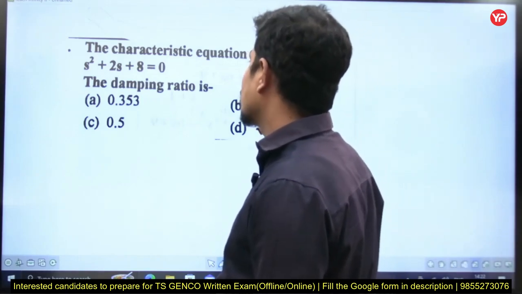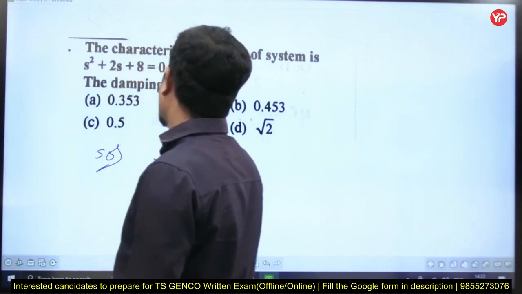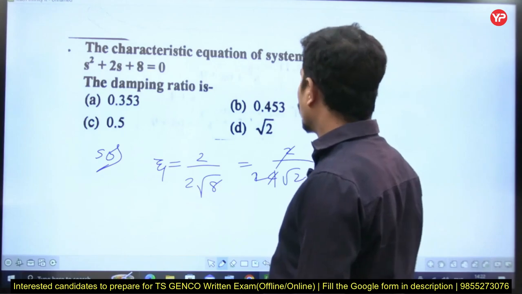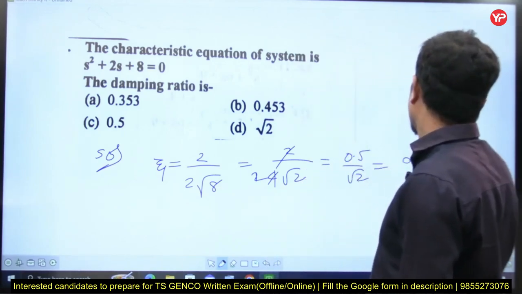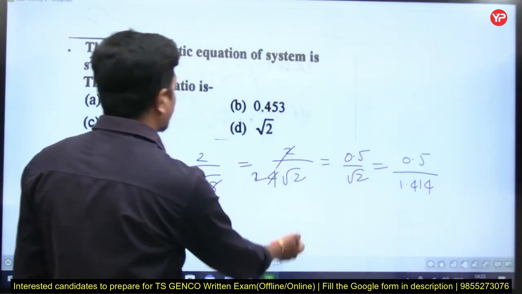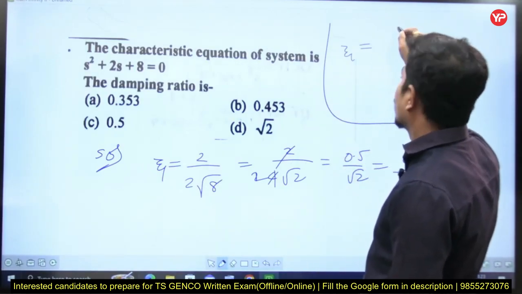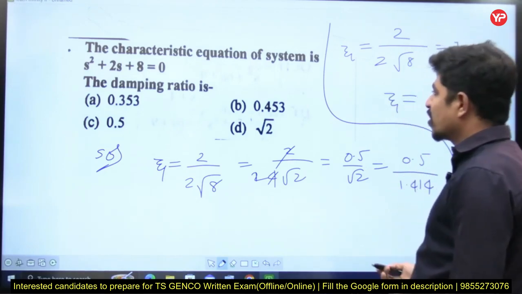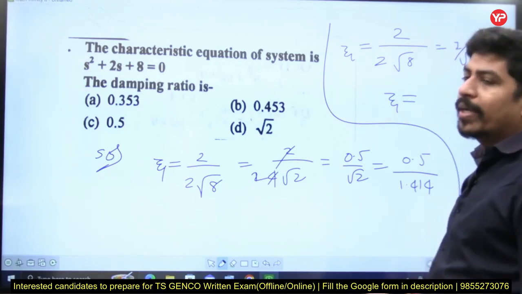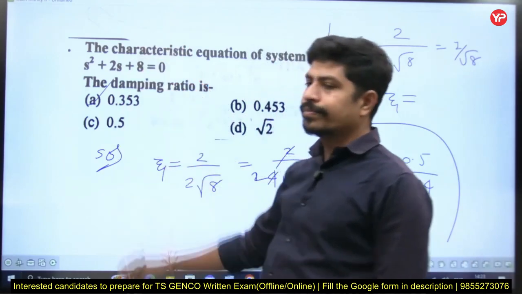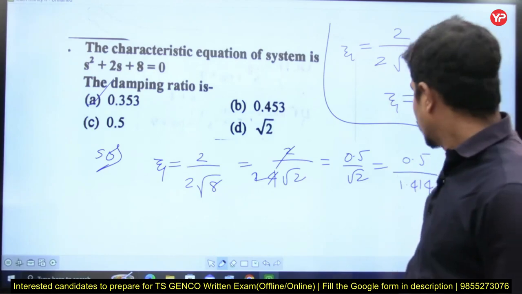The characteristic equation of the system is S square plus 2S plus 8 is equal to 0. The damping ratio is, simple question, zeta is equal to B by 2 root C. So 2 by 2 root 8, that is 1 by root 8, which is 1 by 2 root 2. Value will be less than 0.5, somewhere around 0.353, but it is not 0.45. Okay, let's go to the next question.